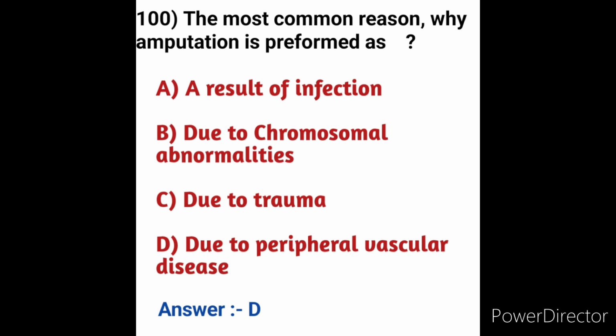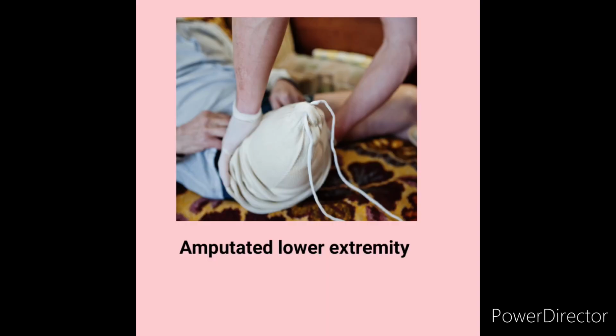What is peripheral vascular disease? Peripheral vascular disease, which often results from poor circulation because of damage or narrowing of the arteries, is called peripheral vascular disease. So here the common reason for amputation is peripheral vascular disease.